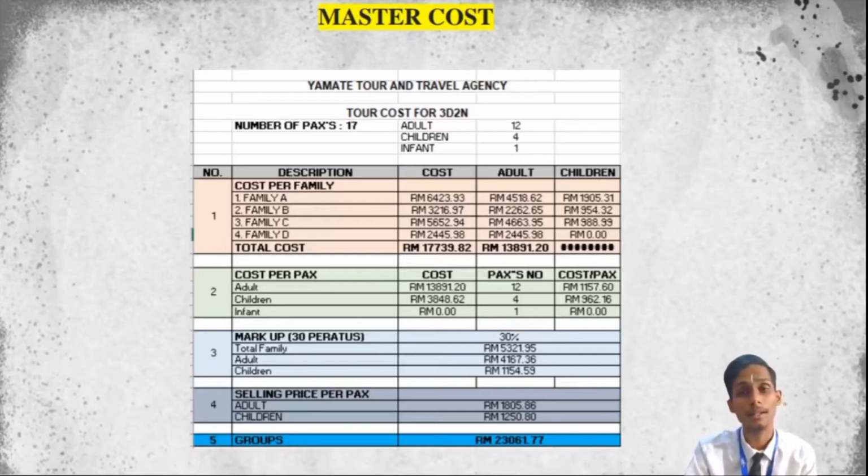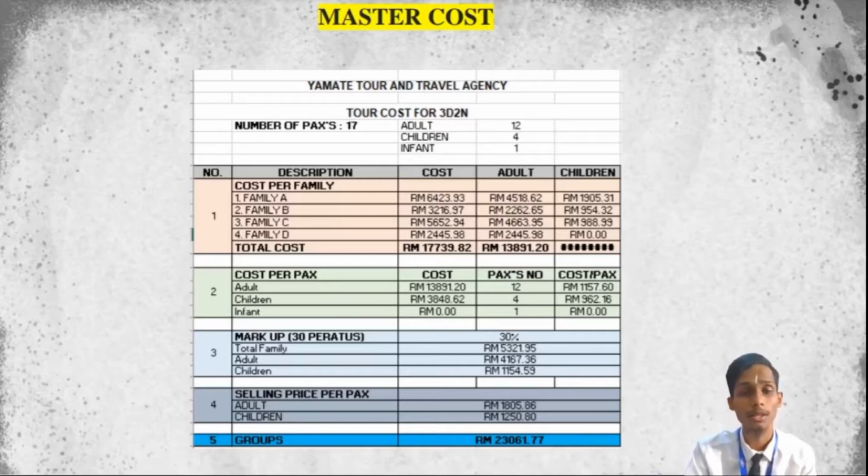Now let's look at the markup, which is 30%. The markup for the total family is RM 5,321.95, and for adults only the price is RM 4,167.36, and for children the price is RM 1,154.59. The fourth one we are going to look at is the selling price per pax.